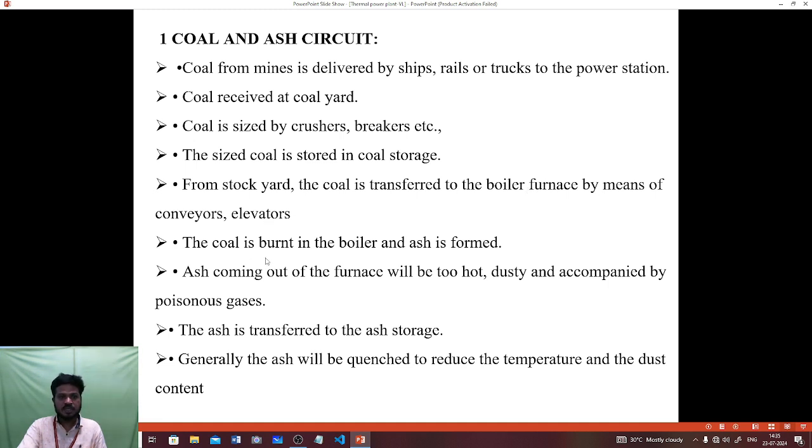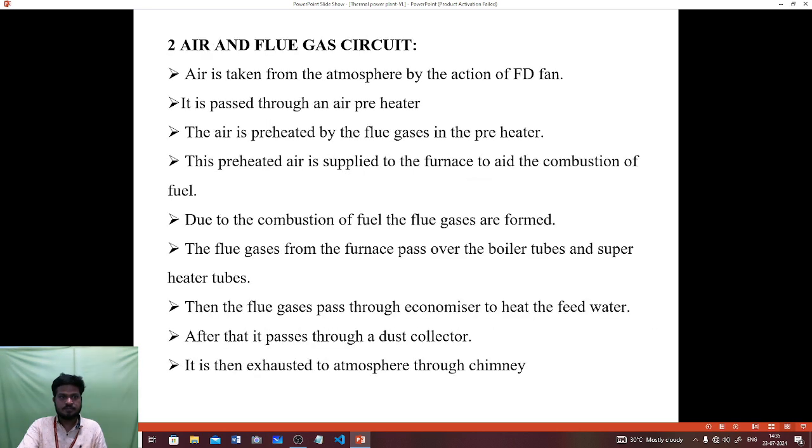The coal is burnt in the boiler and ash is formed. Ash coming out of the furnace will be too hot and dusty and accompanied by poisonous gas also. The ash is transferred to the ash storage. Generally, the ash will be quenched to reduce the temperature and the dust content, and is next sent to the outside of the power plant station.